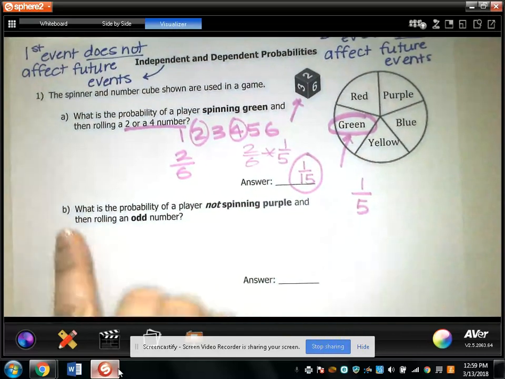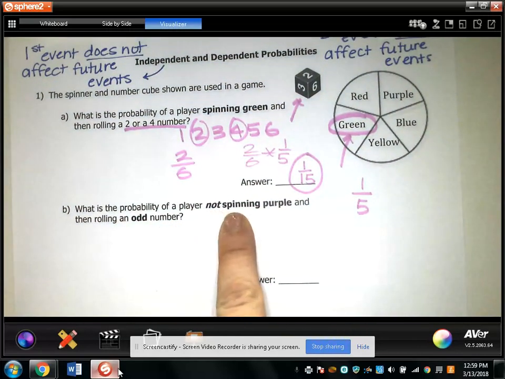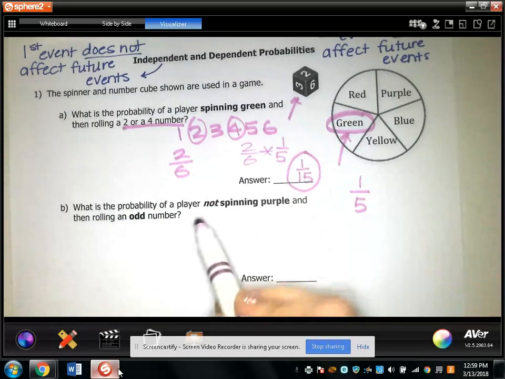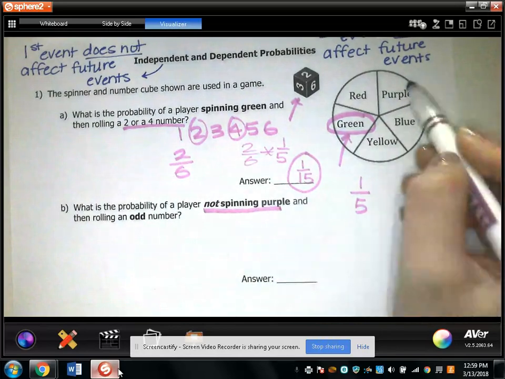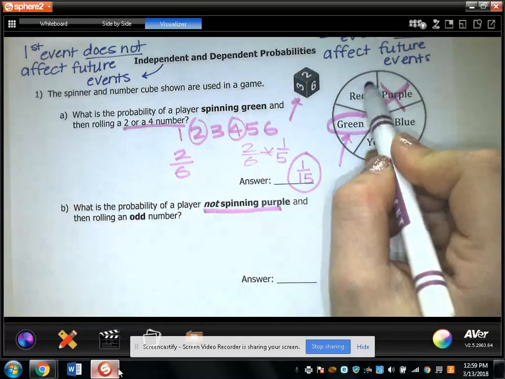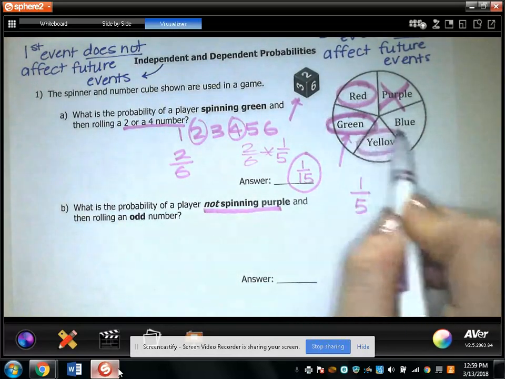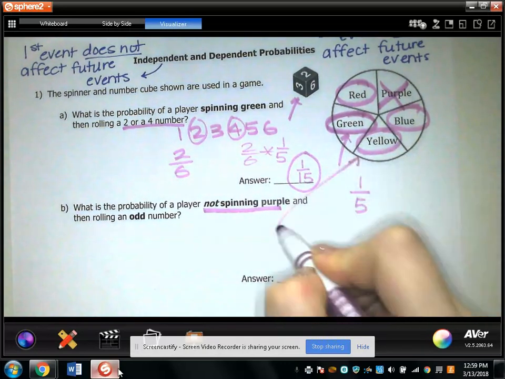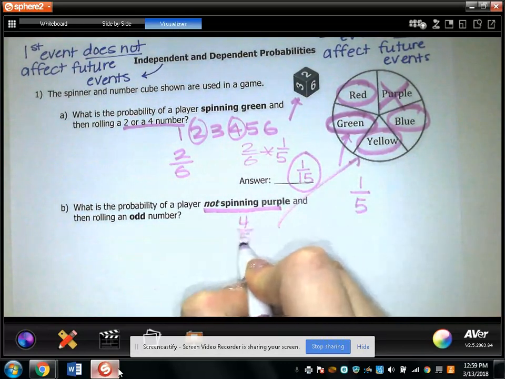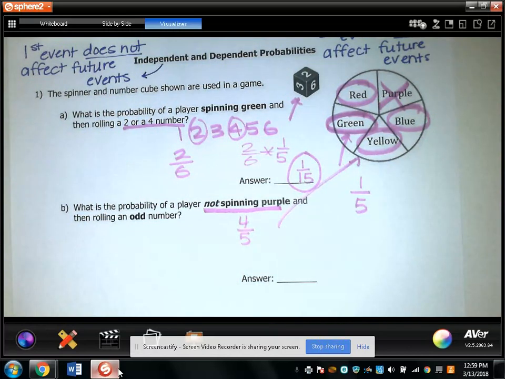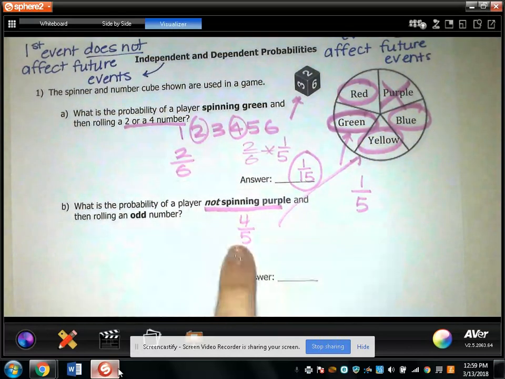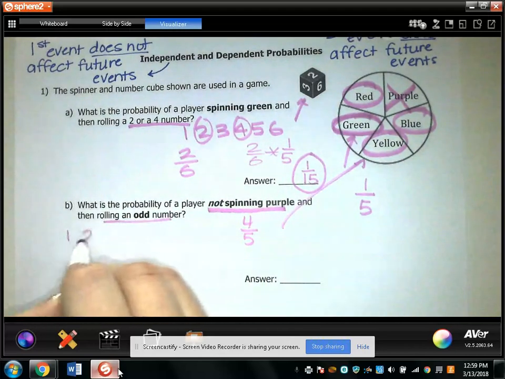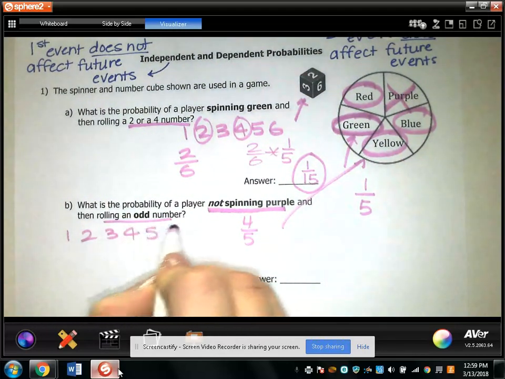Next one. What is the probability of a player not spinning purple and then rolling an odd number? Well, if you're not going to spin purple, then you got some options. You can spin red, green, yellow, or blue. There are 4 things you could spin out of 5. So there's a 4/5 probability of not spinning purple. This has no effect on what you get when you roll a die. You could still get a 1, 2, 3, 4, 5, or 6.